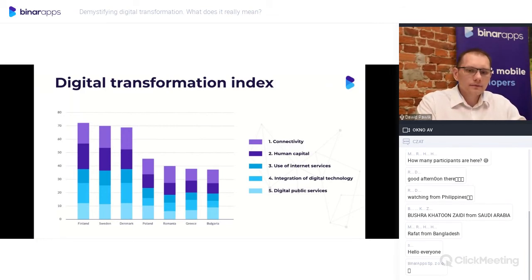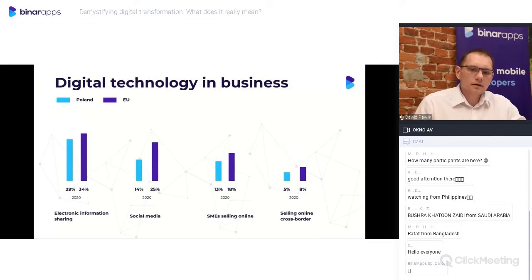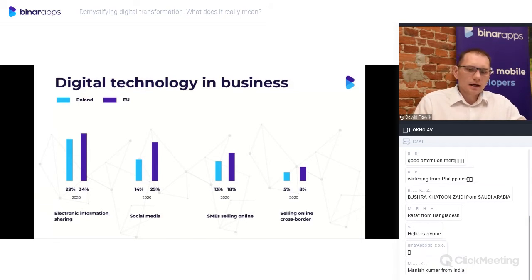As regards the integration of digital technology in business activities, Poland ranks pretty good among the other European countries. I would like to point out that we are selling more and more online, and there is room for improvement for selling online across the border.